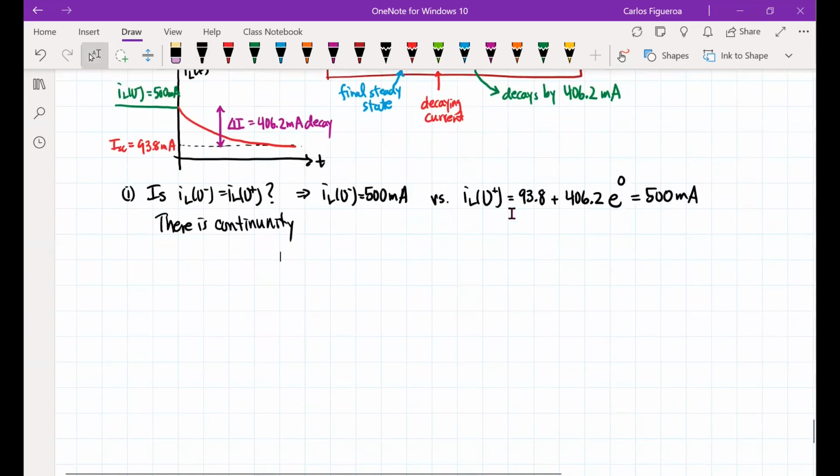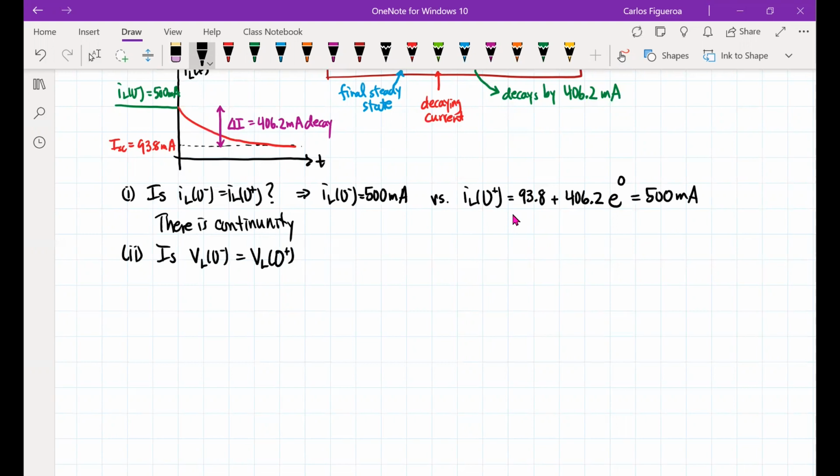Now, another thing that we should look at here is, is the voltage of the inductor equal to the voltage of the inductor afterwards? We expect that it shouldn't. The voltage can change. Now, here's what we know. We know that the inductor is acting like a short at 0 minus. So that means that VL of 0 minus is 0.